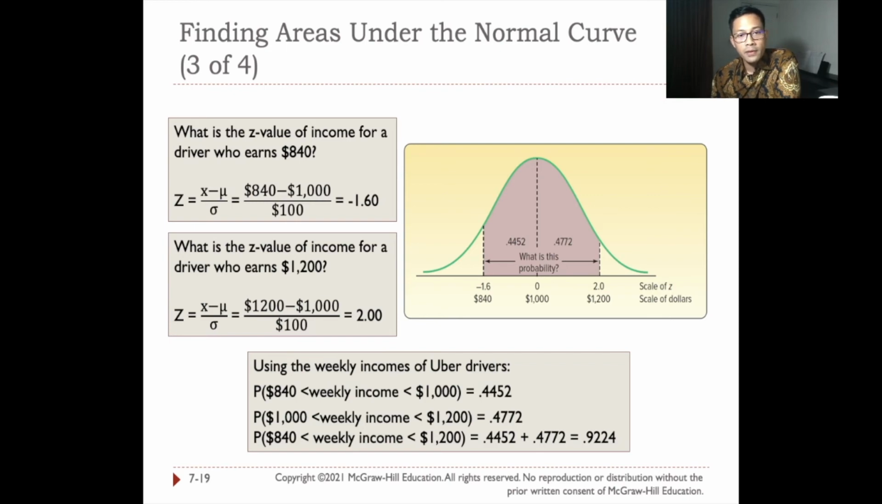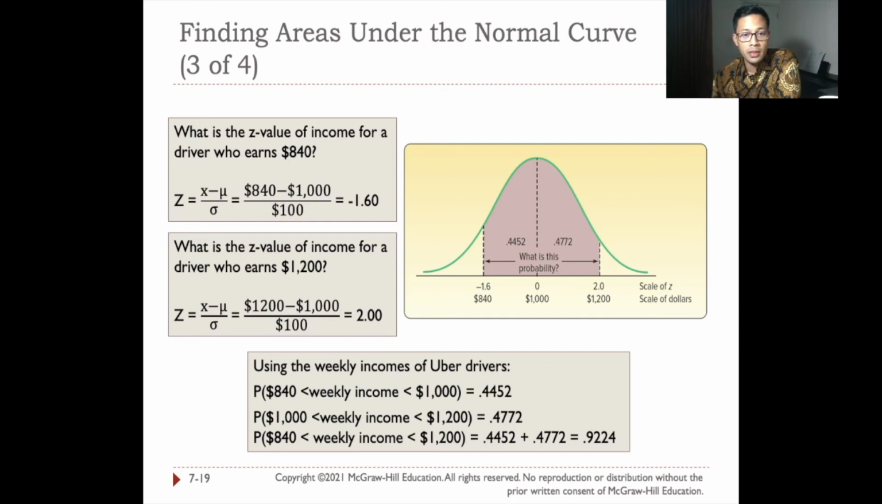So the first one is, let's calculate the probability that the weekly income is between 840 and 1,000. In this particular case it is 0.4452. The probability of weekly income between 1,000 and 1,200 is going to be 0.4772. And so now you can actually combine the area of the two probabilities.